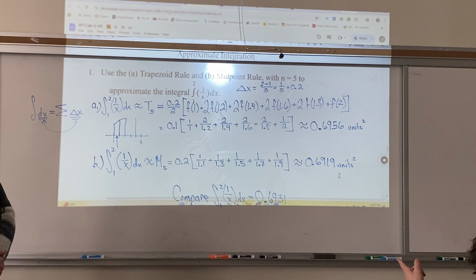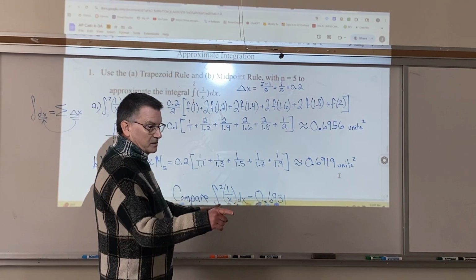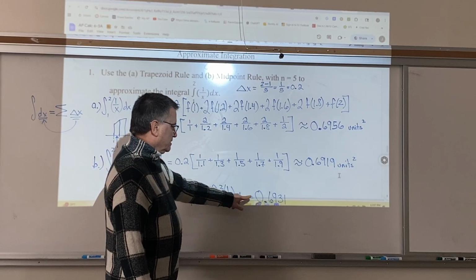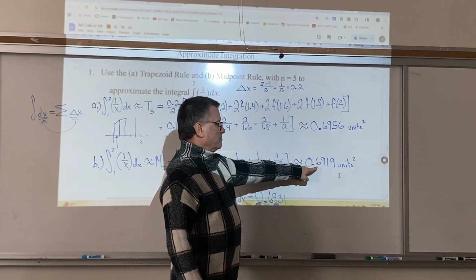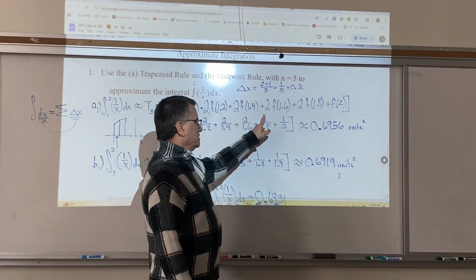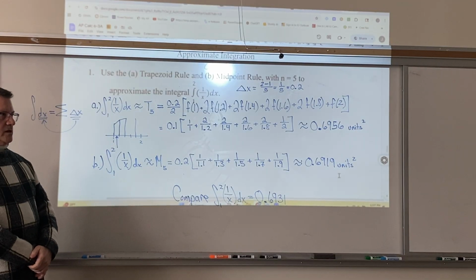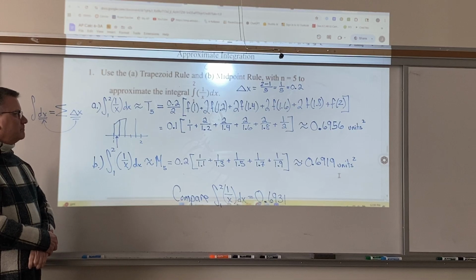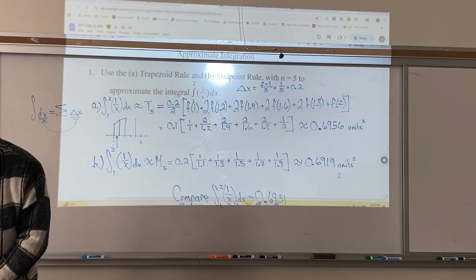Can you repeat that last part? This one? Well, you know how to take the actual integral. I just took the actual integral of this, and I got this. This is the real answer. These are our approximations using midpoint and trapezoid. And we see the midpoint's a little bit better. Okay. What's number 2?